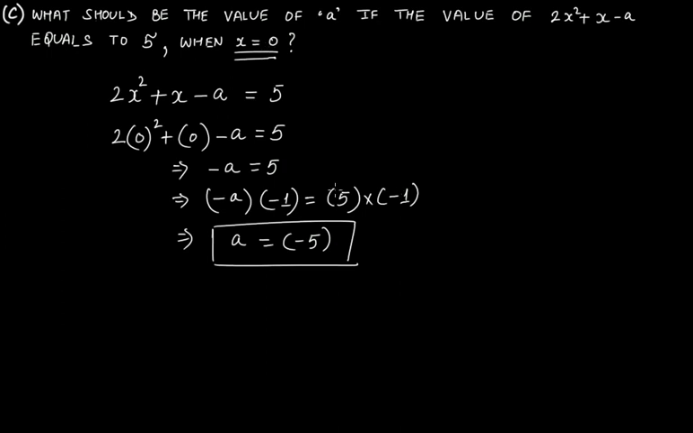Now, those of you who are wondering why we multiplied this with minus 1, because we can simply write this minus a is equal to 5 as a is equal to minus 5. But maybe when you write an exam, your teacher might ask for the steps that took you to this value. So you have to show that if we multiply both the sides with minus 1, we don't make any change to this equation, right? That is, minus a is equal to 5. Both the sides we have multiplied with minus 1. That makes it a is equal to minus 5.